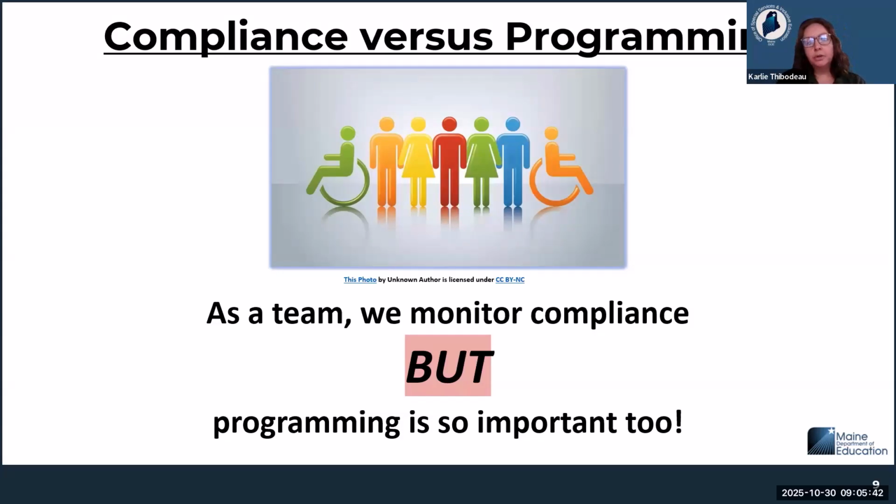And then just a little note about compliance versus programming. You may hear us talk about compliance versus best practice. That's kind of what I think about too, because we monitor for compliance. So these are all the pieces that we're going to talk about that must be in place to be compliant. But you'll also hear us talk about best practice, which hopefully leads to better programming for the student, because really it is about the programming. It isn't just about having that compliant paperwork, but that is the piece that we are tasked with looking at.